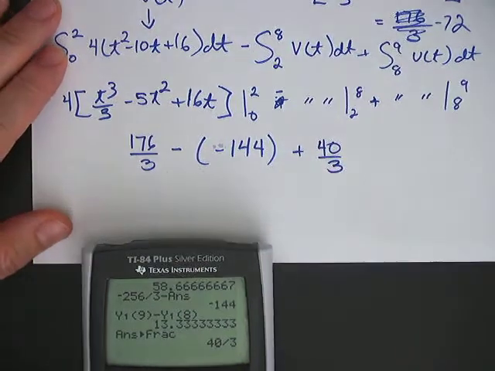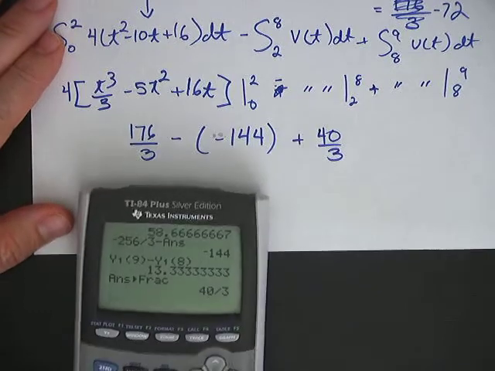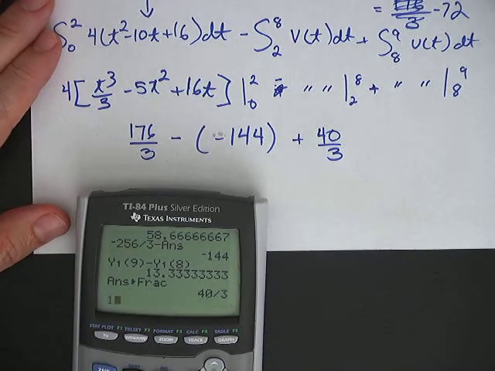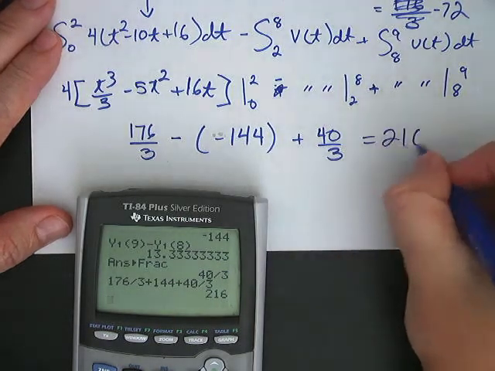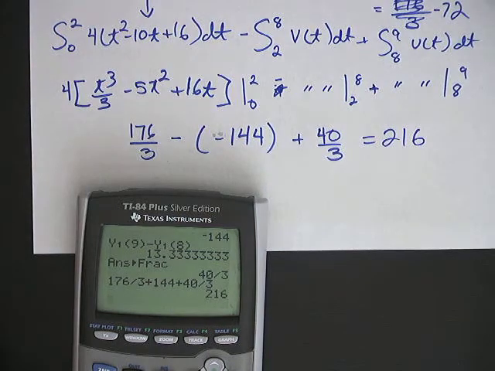All right, quickly here you will do all these together. So 176 over 3, and we'll do plus 144 because the negatives cancel, and then plus 40 over 3 equals 216. Okay, and that is your distance traveled over that given interval.